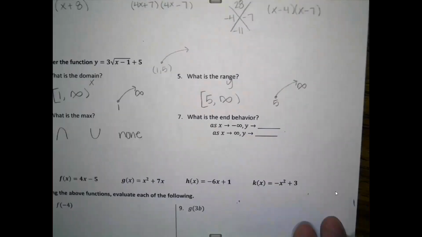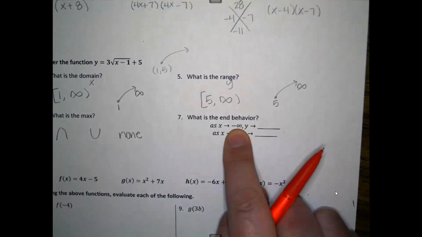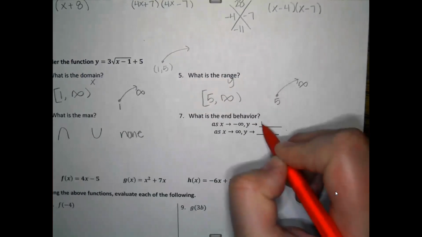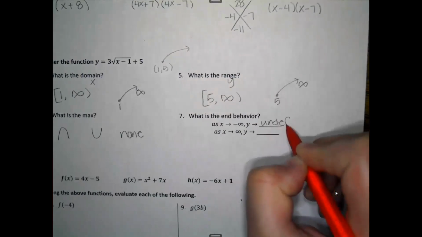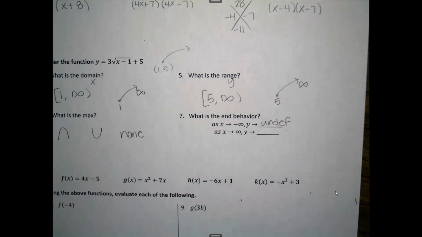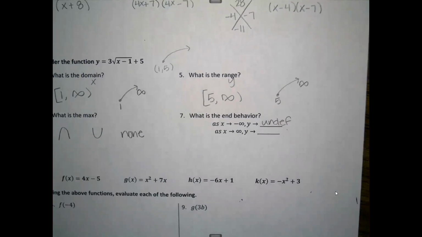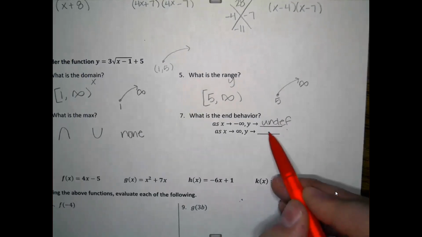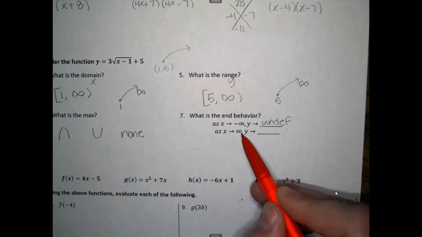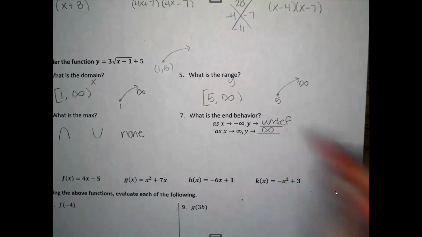All right, end behavior. As I look at the left arrow, is there a left arrow for this graph? No. So we're going to say undefined. There is no left arrow for this graph. Okay. As we look at the right arrow for this graph, what do we notice? Goes up. So positive infinity because it goes up.